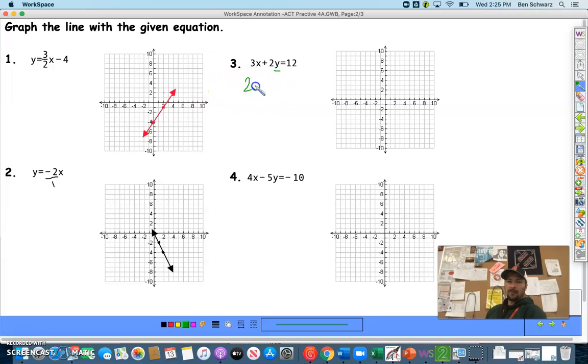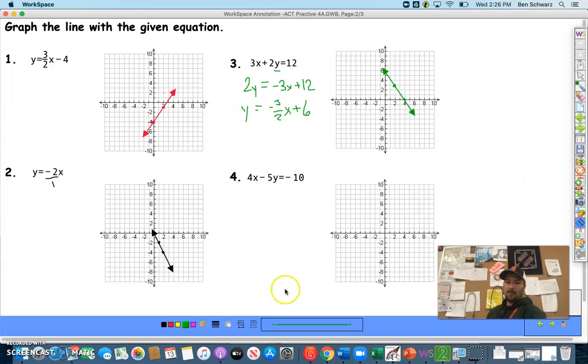So we would get 2y equals negative 3x plus 12. I'm going to put the negative 3x first, so it's right in slope-intercept form. And then we divide everything by 2. So that would be y equals negative 3 over 2 x plus 6. I'm hoping this is really easy for you. So point at 6, and then down 3 over 2, and down 3 over 2 again. So we'll graph that. Okay, ta-da.